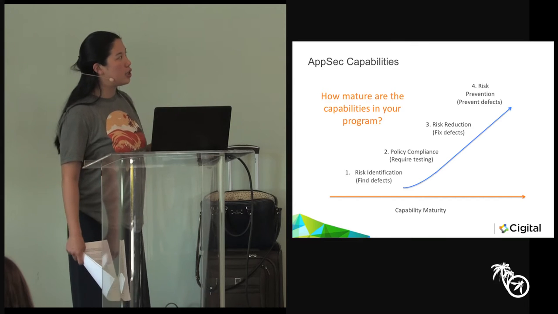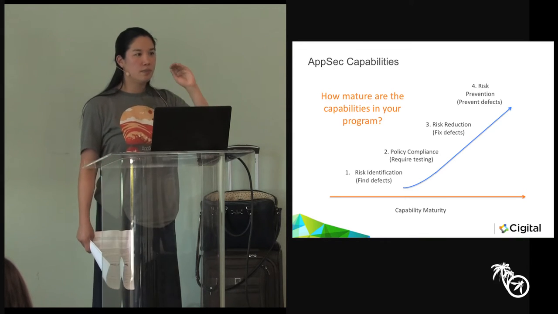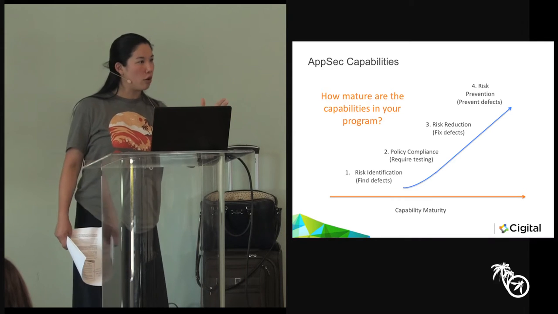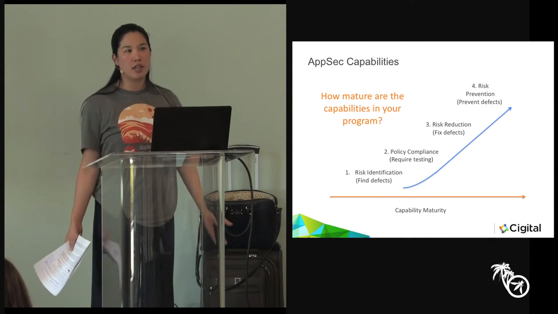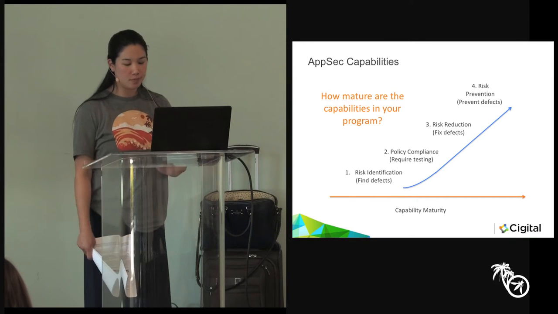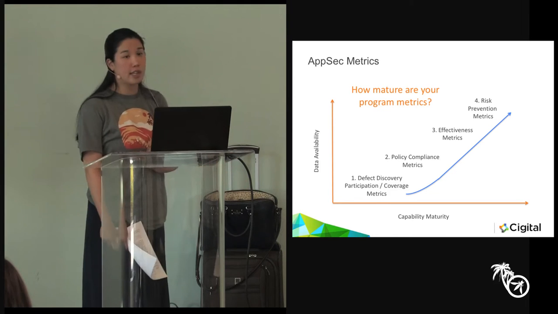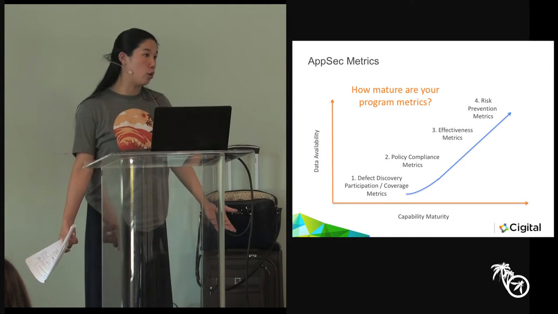And then finally, some people are preventing defects. And this is not necessarily the way or the one way, but these are some ways in which application security programs grow. And correspondingly, I think that metrics should change and should grow accordingly.